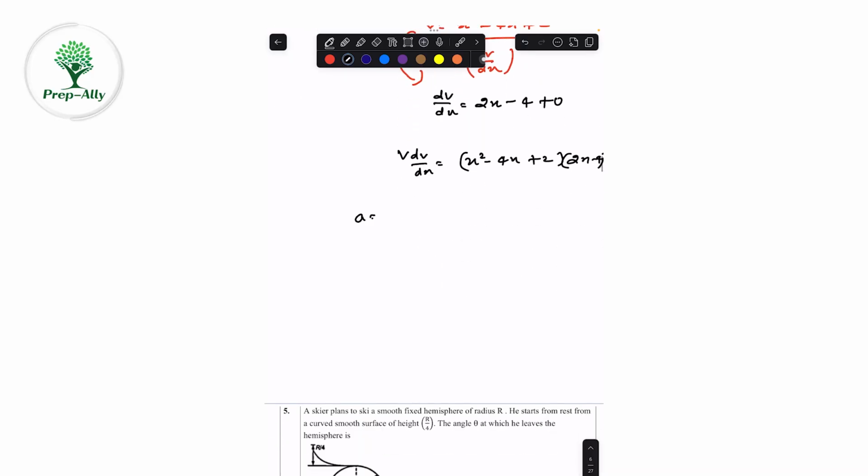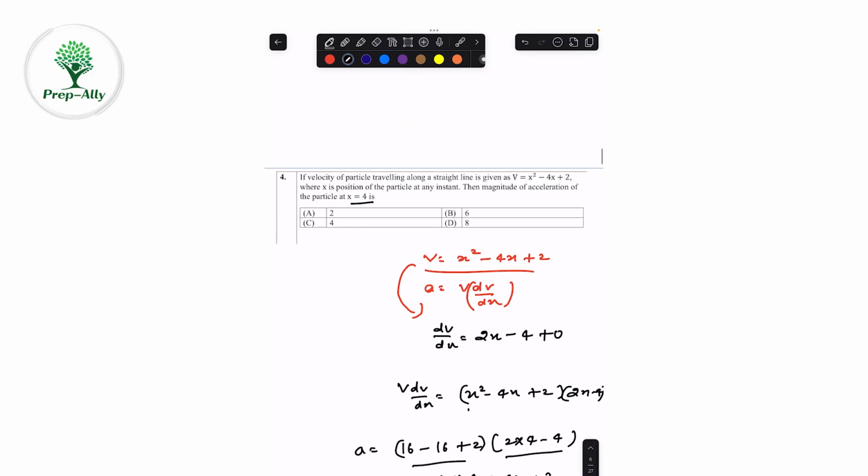So we'll have acceleration is equal to 16, because I put 4 here, minus 16 again, and then plus 2, and then 2 into 4 minus 4. So from here I'll have 2, and then from here I'll have 4. I got 8. So acceleration will be 8 meter per second square, which is option number D.